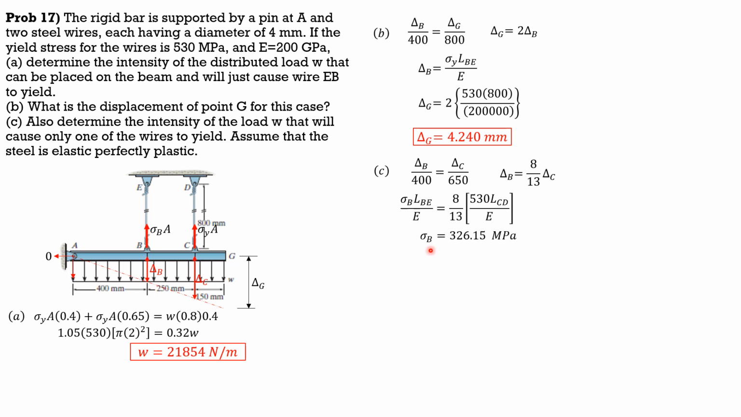So stress in B is 8/13 of 530. So the stress in B is 326.15 megapascals. Then we sum up moment about A. So 326.15 times pi over 4 times 2 squared, so that's the force in newtons, times 0.4, plus 530 times pi over 4 times 2 squared for CD times 0.65 equals W times 0.8 times 0.4. So we can now solve for the uniform load W. W is equal to 18,652 newtons per meter. So that's it for this problem.